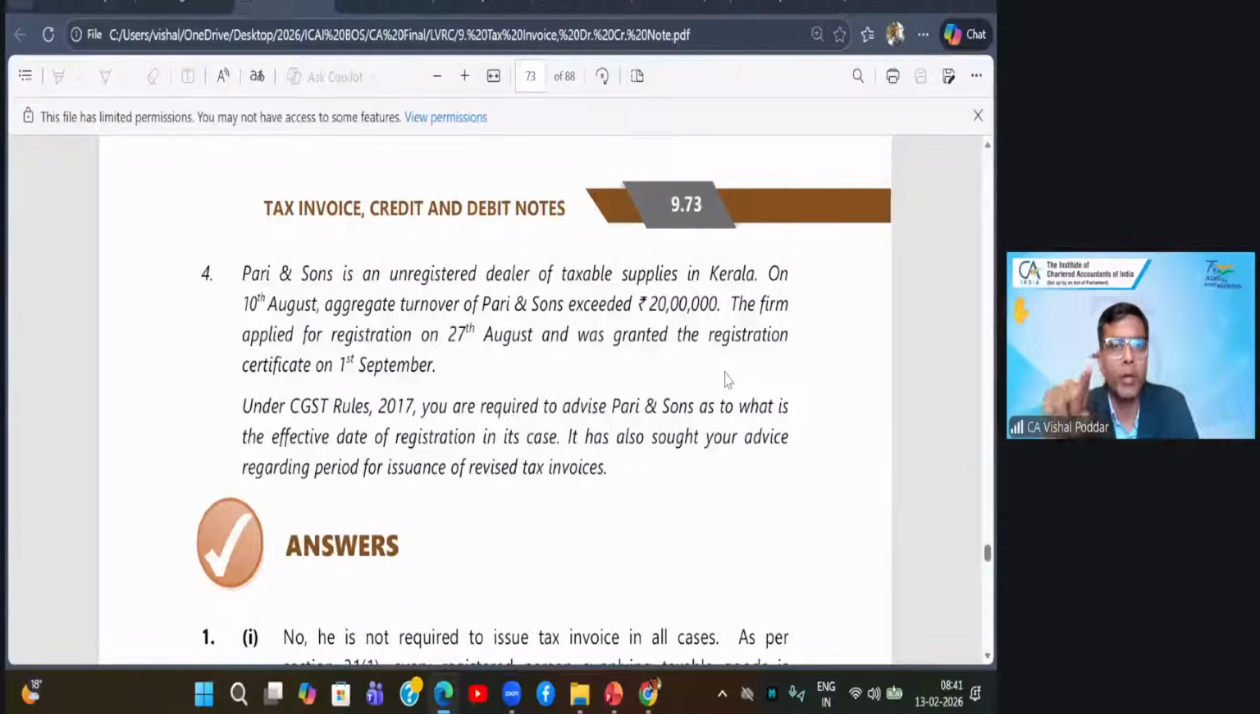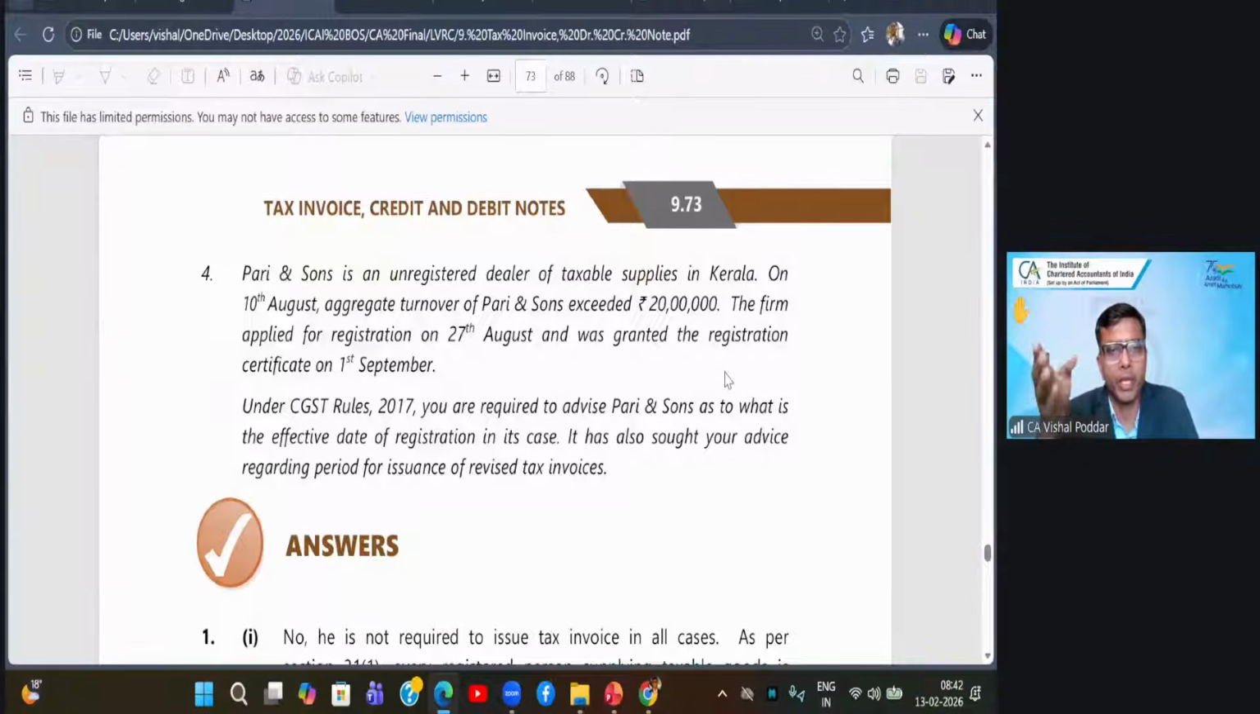Now, had you applied after 30 days? Just tweaking the question. Had you applied after 30 days? Then the grant of registration, the exact date the registration has been granted, like in this case, 1st September, that date would have become the date of effective registration.